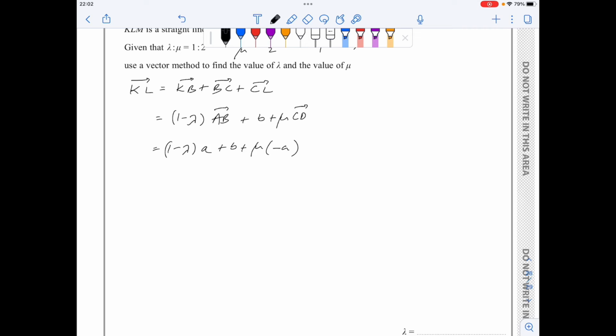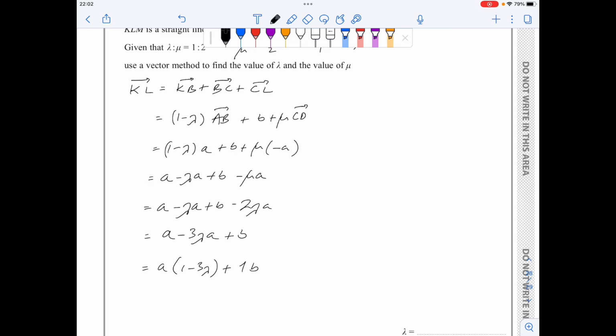And if I expand now, I'll get a minus lambda a plus b minus mu a. I'll replace mu now with 2 lambda, so a minus lambda a plus b minus 2 lambda a, which simplifies to a minus 3 lambda a plus b. And if I factorize the a, I'll get 1 minus 3 lambda times a plus 1 times b. There's a reason I'm putting the 1 there.